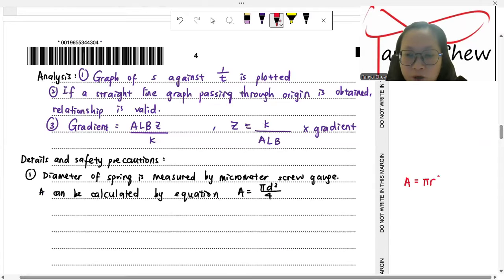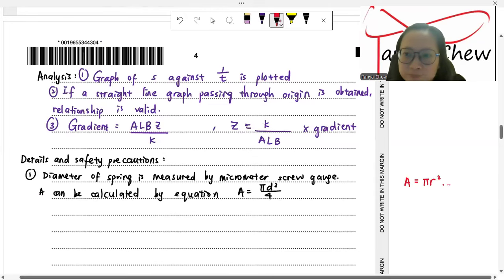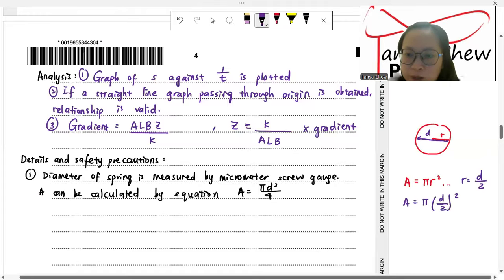A is equal to pi r squared. But you have to bear in mind there's no apparatus that we could use in the lab to measure the radius of the spring, right? So I need to use the micrometer screw gauge to measure the whole diameter of the spring. But there's a relationship between the radius and the diameter: 2 times radius is diameter. So radius is equal to diameter over 2. Sub into the equation, what do you get? Diameter over 2, you square it, you get pi d squared over 4, like the one that I show here.